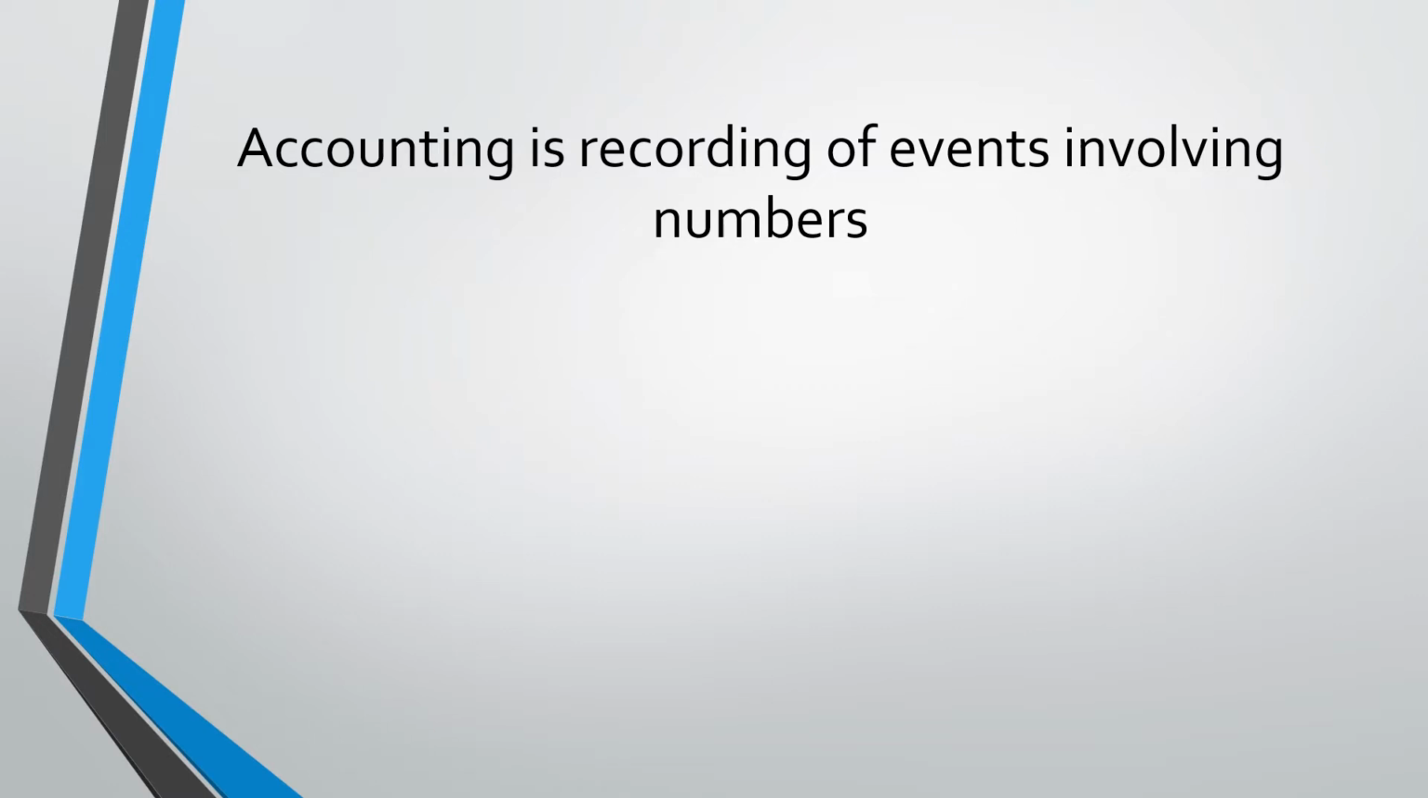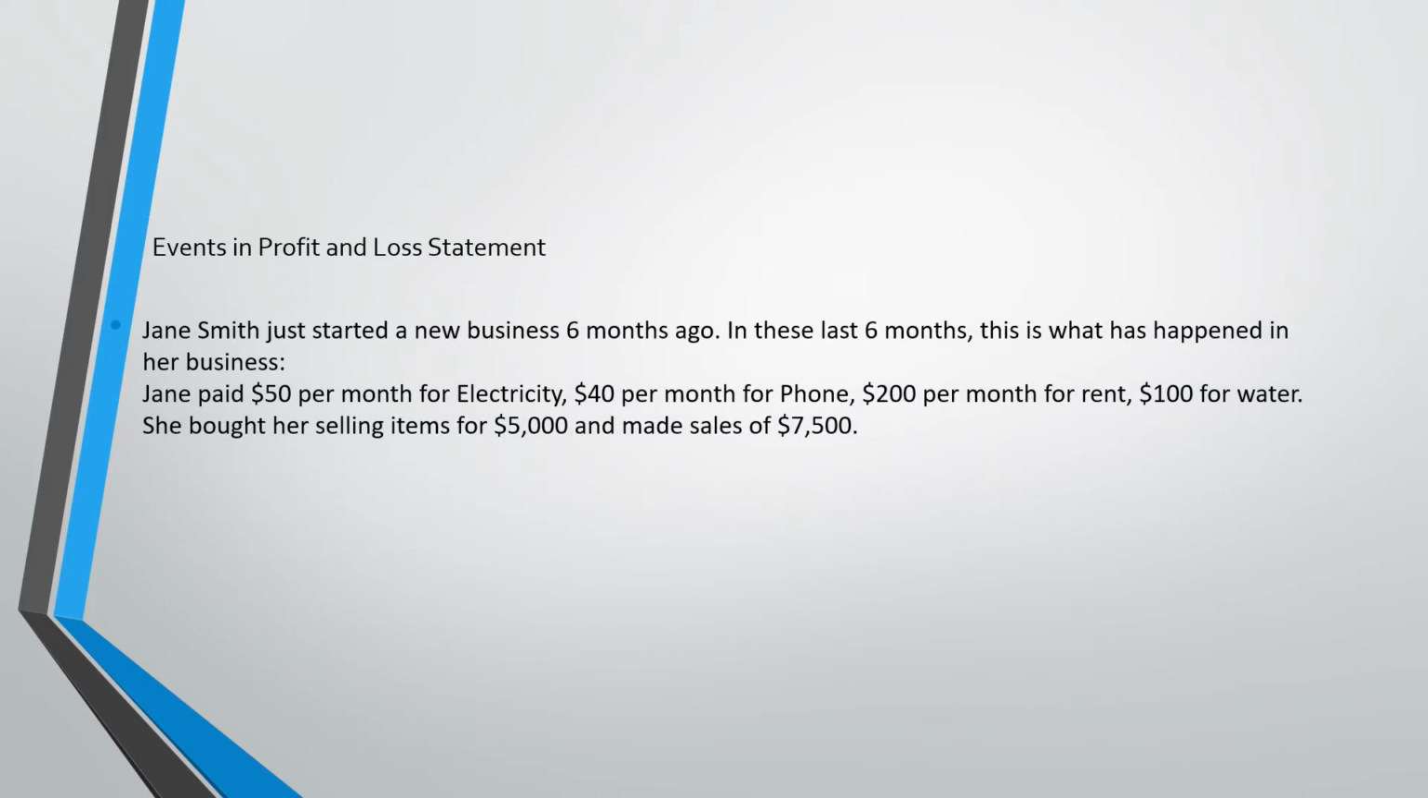Accounting is recording of events involving numbers. I've got a little scenario here for you to read through and put in a table format. So Jane Smith started a business 6 months ago. In the last 6 months, she spent $50 per month for electricity, $40 per month for phone, $200 per month for rent, $100 for water. She bought selling items for $5,000. These are the things that she is going to sell on to customers. She sold those for $7,500.